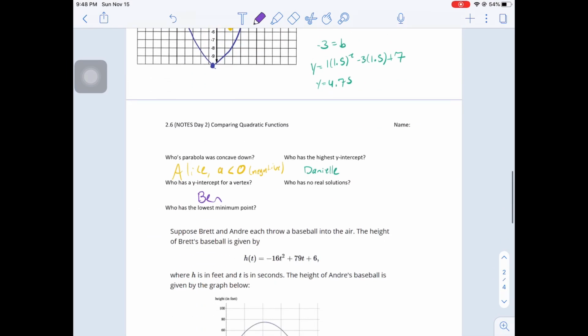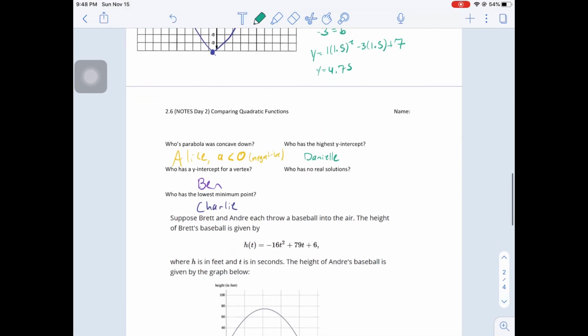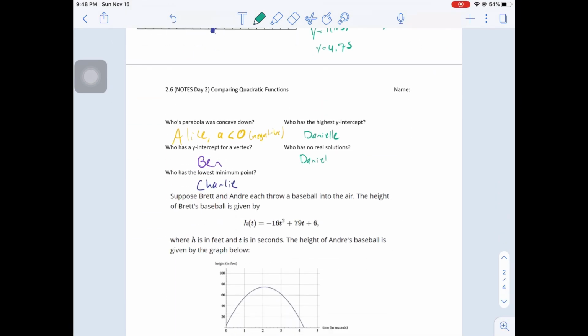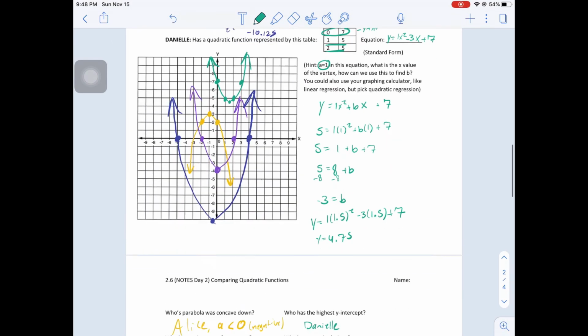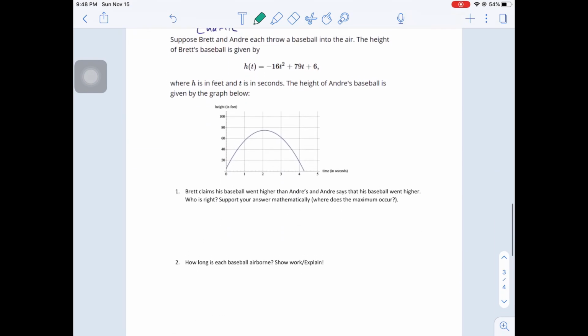And then who has the lowest minimum point? That looks like Charlie. Charlie is just the lowest on the graph. Finally, who has no real solutions? That also looks like Danielle again, because she never crosses the x-axis.